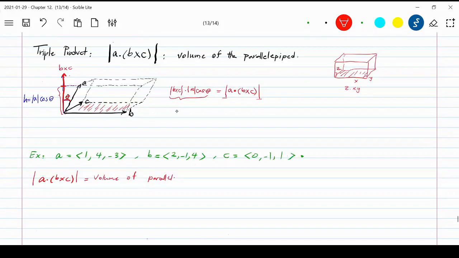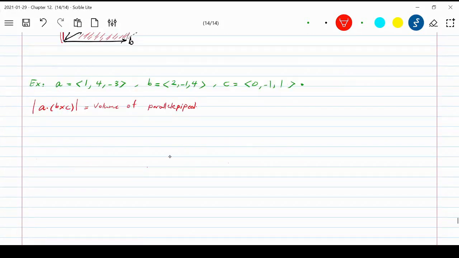I think there is an E somewhere. Parallelepiped. I don't want to make a mistake. Okay, so let's figure out what B cross C is. This would be i, j, k, and vector B would be 2, negative 1, 4, and vector C would be 0, negative 1, and 1.